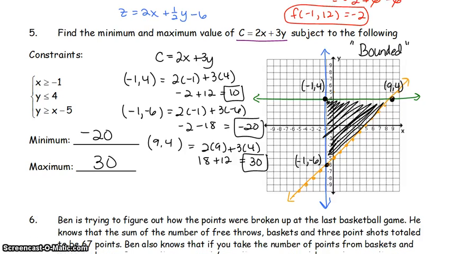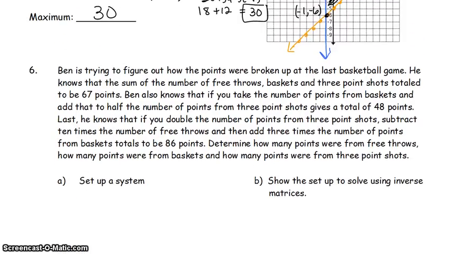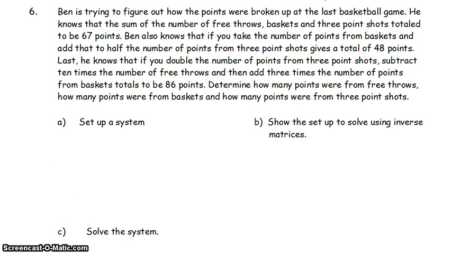And our last problem for our review is a word problem. You are going to have 2 word problems on your test tomorrow, so make sure that you are really good with these word problems. All right, Ben is trying to figure out how the points were broken up at the last basketball game. He knows that the sum of the number of free throws, baskets, and 3-point shots total to be 67.